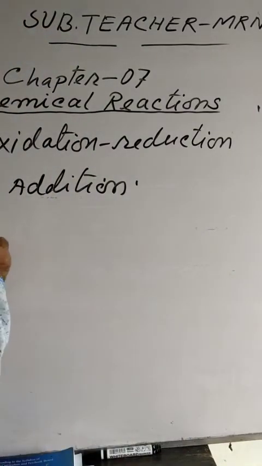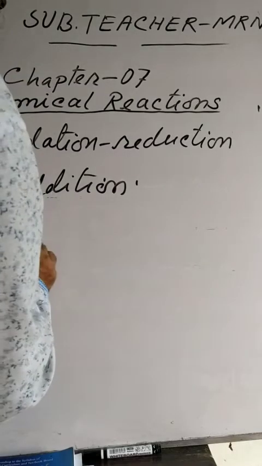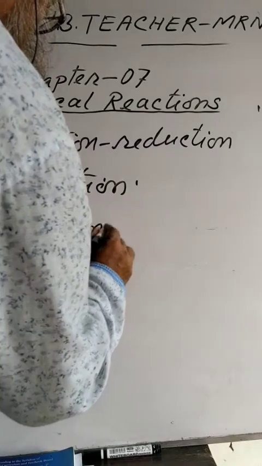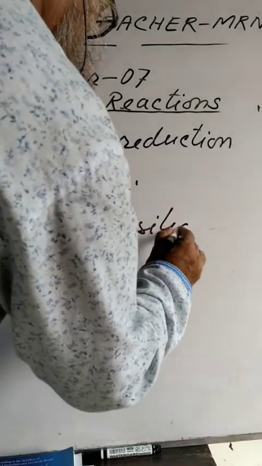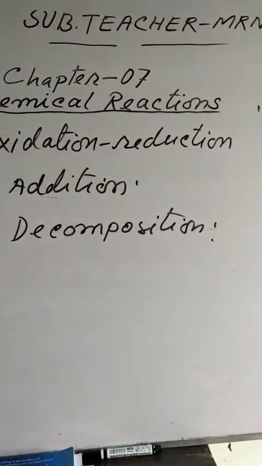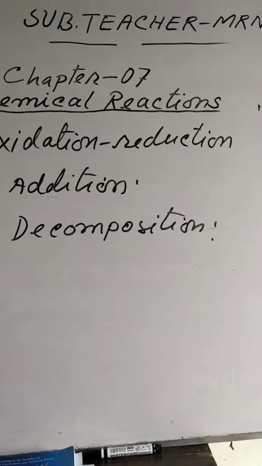Another oxidation reduction reaction is the decomposition reaction. It is just the opposite of the addition reaction. The reaction in which a compound is decomposed into its elements or simpler compounds, a bigger compound decomposed into simple elements or compounds, is called a decomposition reaction.